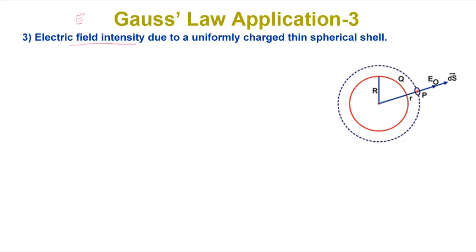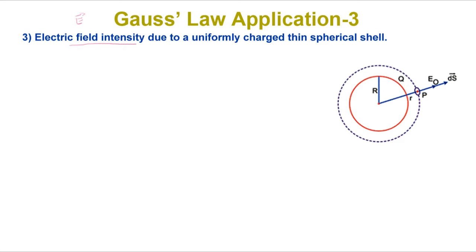So the first target, we have to identify at this point P, what is the electric field. Then the second one is on the surface. See, this is the surface. On the surface, what is the electric field? And then finally we have to identify inside the sphere, what is the electric field. Okay, here total three targets.